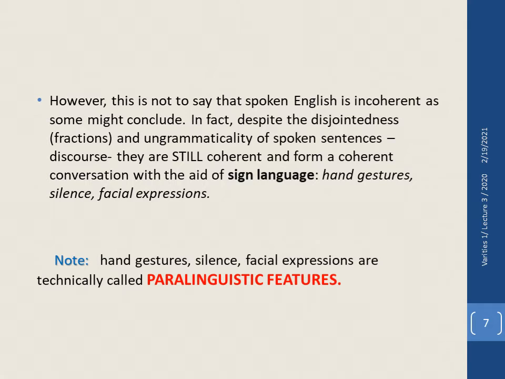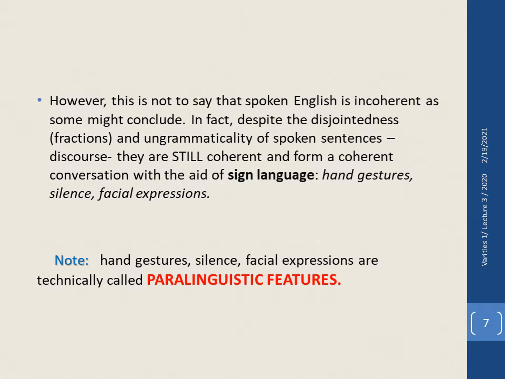This is not to say that spoken language is incoherent, as some might conclude. In fact, despite the disjointedness, which stands for the fragments or incomplete utterances that we sometimes articulate, or the ungrammaticality of spoken sentences, discourse is still coherent and forms a coherent conversation with the aid of sign language, hand gestures, silence, and facial expressions.